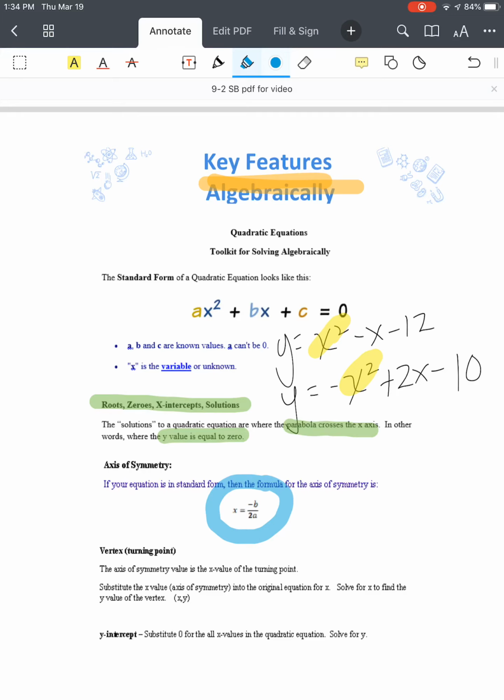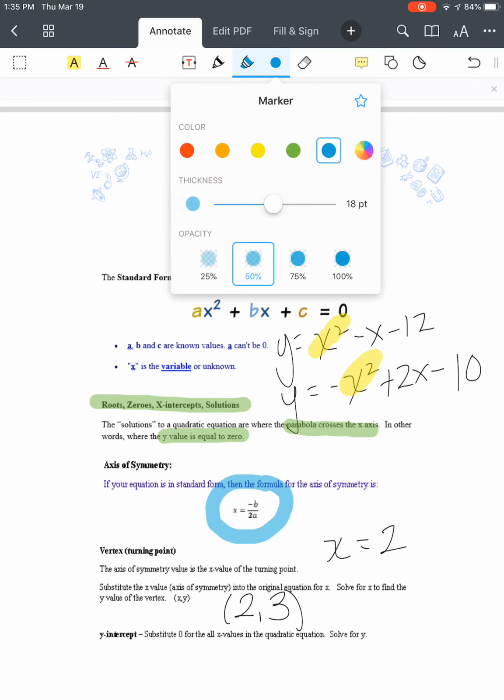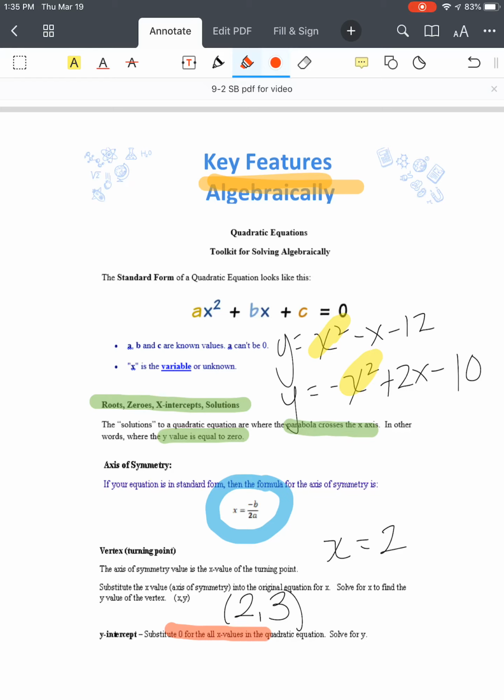Okay. The vertex, or your turning point. Well, to find that, we're going to first find the axis of symmetry. And the axis of symmetry is going to be the x value of our turning point. So maybe we found the axis of symmetry was x equals 2. So that's going to be our x value, 2. And we're going to substitute that into the original equation and get a y value. So our vertex would end up being a point. For example, maybe it would come out to be (2, 3). And for the y-intercept, we're going to substitute 0 in for all the x values in this equation, and we're going to solve for y.